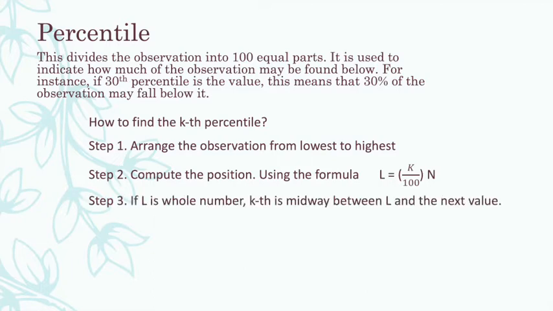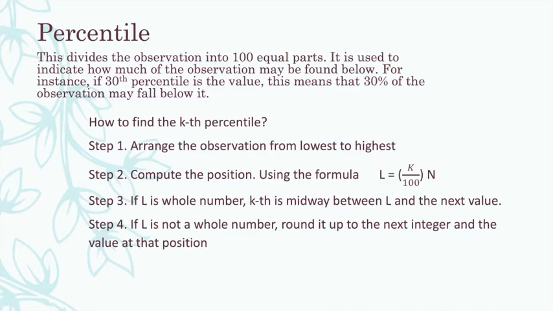So step 3, if L is a whole number, the K term is midway between L and the next value. For example, if the answer in your calculation, the L, is a whole number, let's say 5, 6, 7, 10, so that's a whole number. It is not in decimal form, fraction form, improper form, or a mixed number. It must be a whole number, let's say 1, 10, 100, 150, 15, 17, 20. So those are whole numbers.